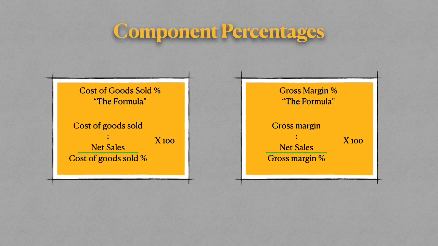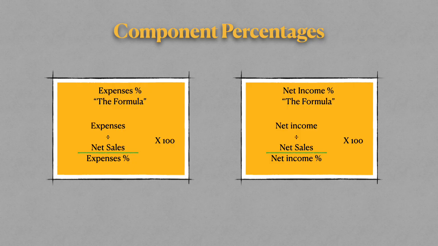So to calculate your cost of goods sold percentage, you would take your cost of goods sold divided by your net sales and multiply it by 100. To determine what your gross margin percentage is, you would take your gross margin, divide that by net sales, and multiply it by 100. To determine what your expense percentage is, you would take your expenses, divide that by net sales, and multiply by 100. For your net income percent, you would take your net income divided by sales and multiply by 100.